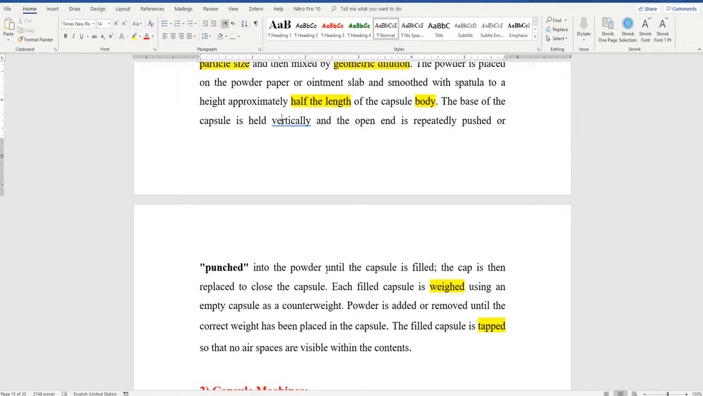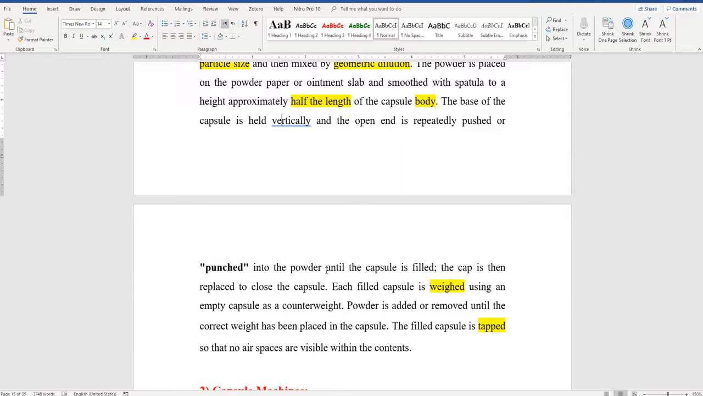The reason is, if you just punch and take the body of the capsule up, it's very probable that the powder inside the body of the capsule will fall down. Twisting will allow the powder to stay inside the body when you take the body of the capsule up. Now let's say the body of the capsule is filled. What do you do? Now you need to put the cap in the pre-closed position.